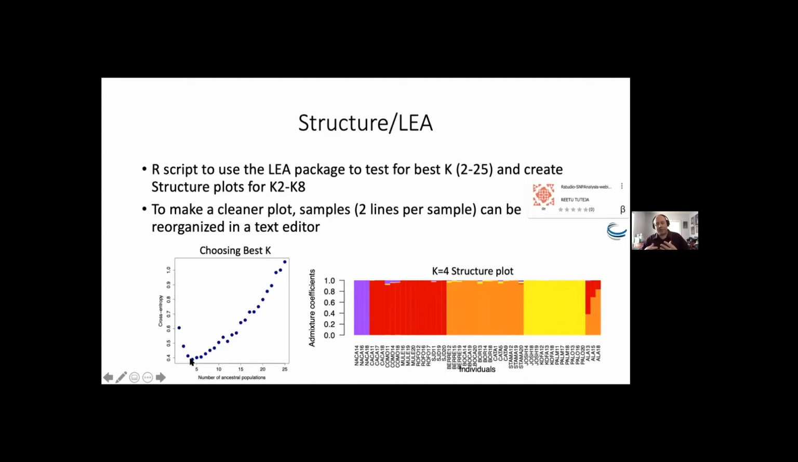And then the script will also create the structure plots that we're often used to seeing. This is an example from K equals 4 with different colors. If you need to, you can move samples around, shift things to make it look easier. You can do that in just a text editor by changing the order of the structure plot. You can copy paste things if you want to make it a bit cleaner, as again, that's 2 lines per sample. But in this example, one's just orientated by population, it looks pretty clean.